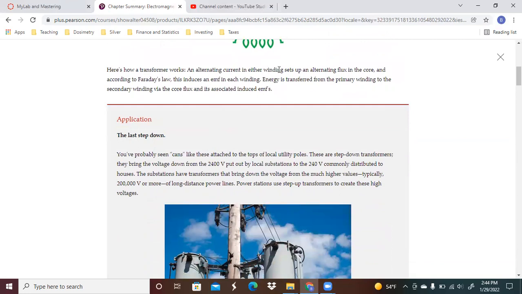So an alternating current in either winding sets up an alternating flux in the core, and according to Faraday's law, this induces an EMF in each winding. Energy is transferred from the primary winding to the secondary via the core flux and its associated induced EMFs.